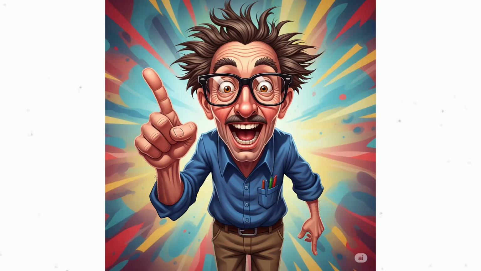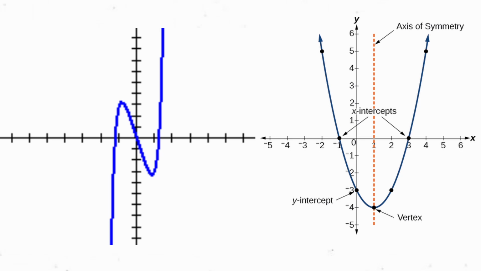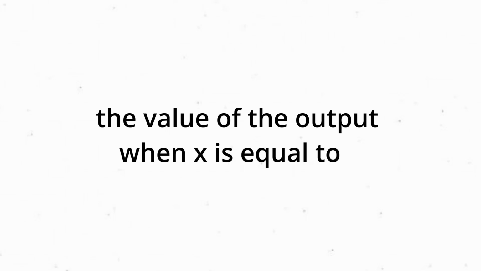Now, before we talk about the functions themselves, let's go over the specific terms we use to describe the different components within a function. The most important terminology to know is the y-intercept. This is just where the function intercepts the y-axis. Or another way to think about it, the value of the output when x is equal to 0. This definition is the same for every type of function.